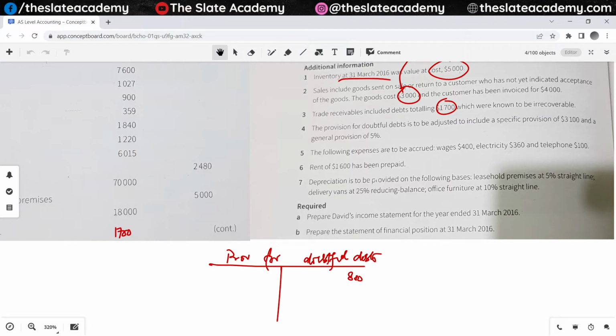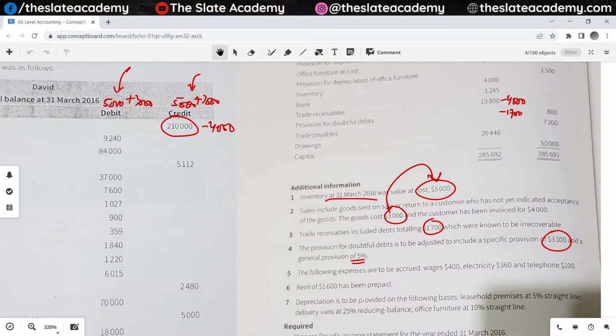And what's my closing balance going to be? There is a certain number of people for which I need to make a specific provision of 3,100 and a general provision of 5%. So the carried down amount would be 3,100 plus now 5% of which balance? 5% of 19,800, or 5% of 19,800 minus 4,000, or 5% of which amount? When it says the general provision of 5%, to what amount should I apply this 5%? Yes, madam.